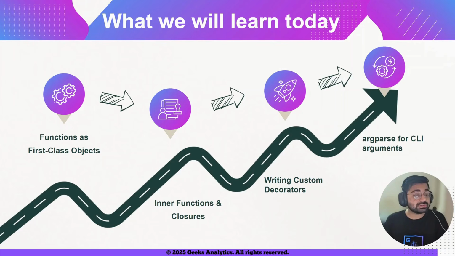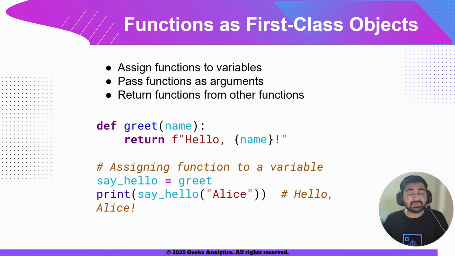Then we'll learn how functions can be passed around to other functions like variables, how inner functions and closures work, and how decorators allow us to add extra behavior to functions without changing the code explicitly. Finally, we will use Argparse to make our Python scripts interactive via command line arguments. So first, understanding functions as objects.